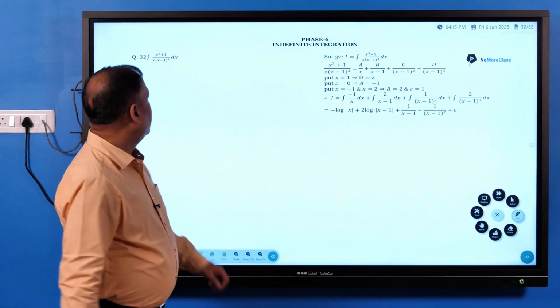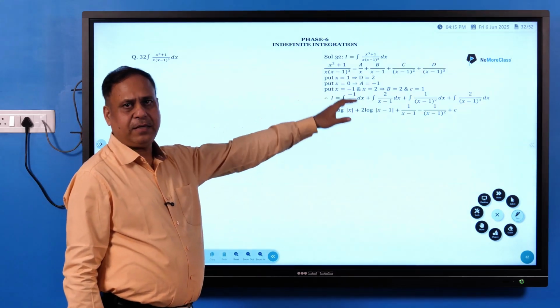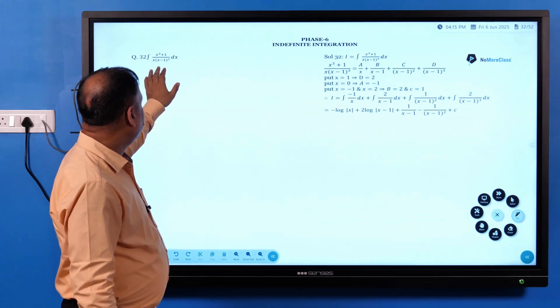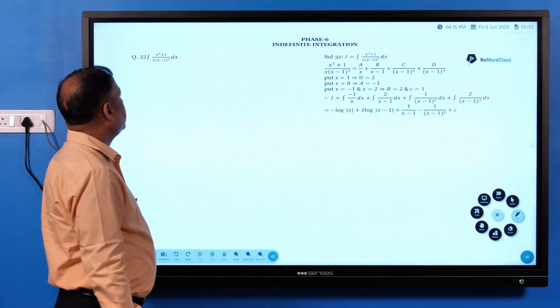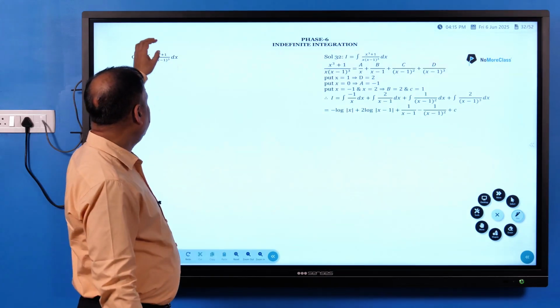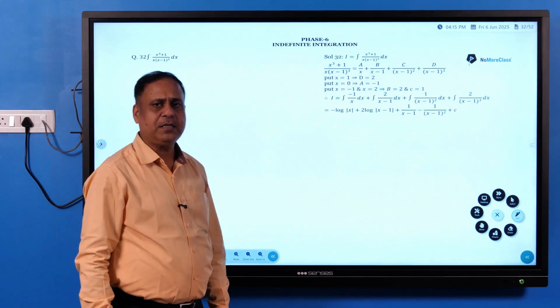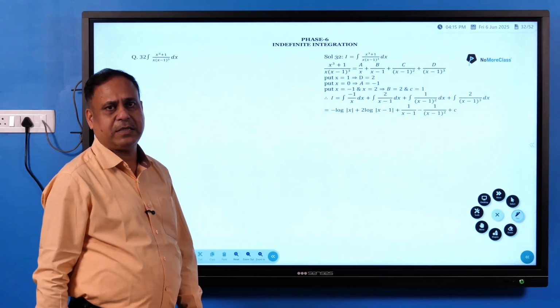Yes, so now come to question 32, exercise 1, page 6, indefinite integration, mathematics. If you observe, this is a very beautiful problem on partial fractions. Whenever polynomials are given in numerator and denominator, you have to see the degree of numerator is 3 and the degree of denominator is 4. So it is a proper fraction. In a proper fraction, you have to use partial fractions.